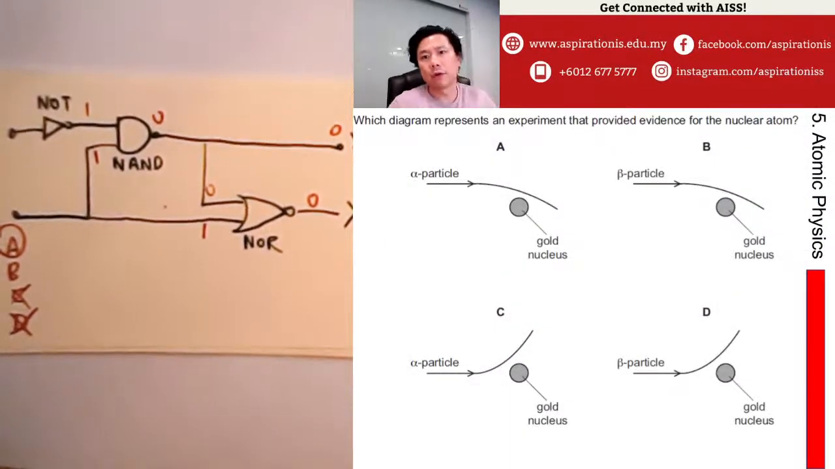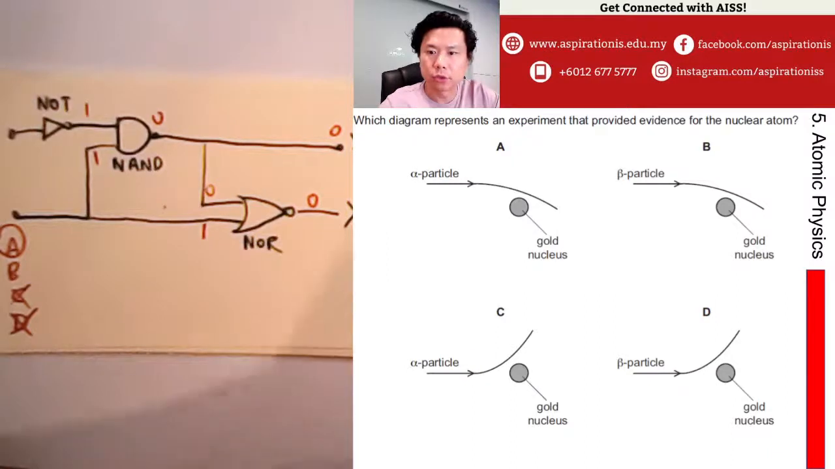Okay, so now we have gone to the last topic. We should be ending soon. Just a few more questions. So this is the experiment to establish the existence of the nucleus in an atom. So what do you think the answer is?